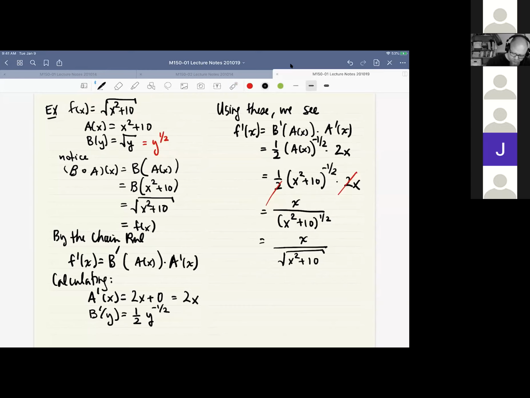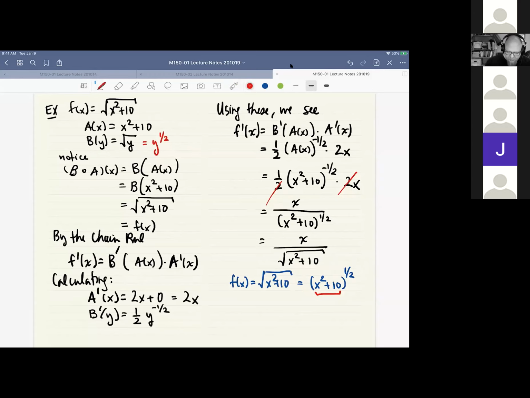So soon you'll practice this enough where you're going to see this function and you're going to go, okay, that's x squared plus 10 all to the 1/2. And then you're going to see that this is a composition. You're going to say, okay, here's the inside function and my outside function is to the 1/2 power. And the big hint to that decomposition are those parentheses there.